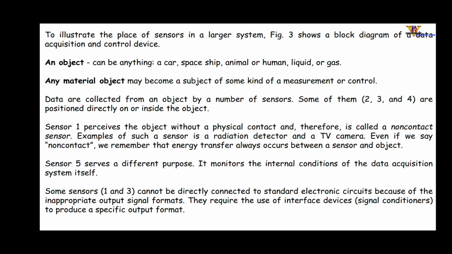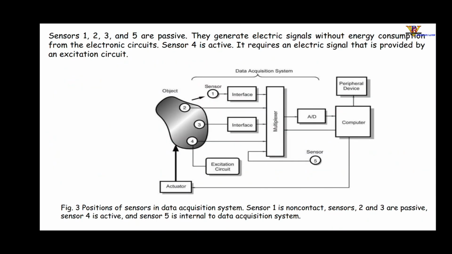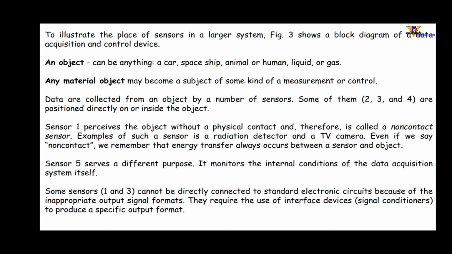Sensor 1 is a non-contact sensor, 2, 3, 4 are contact sensors, and sensor 5 is of a different purpose. It monitors the internal condition of the data acquisition system itself. So here in figure 3 in the lower side you can see that this diagram shows the position of sensors in a data acquisition system. Sensor 1 is non-contact, sensors 2, 3 are passive, sensor 4 is active, sensor 5 is internal to data acquisition. What is the function of this sensor 5? It records the internal condition of the data acquisition system itself.